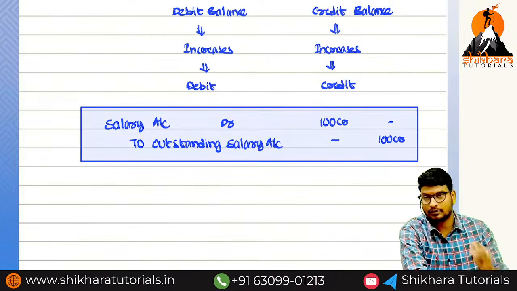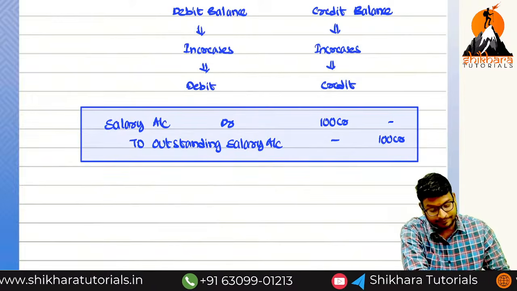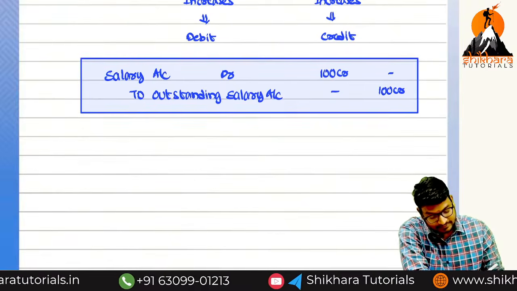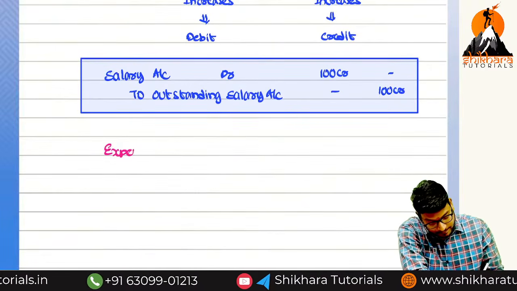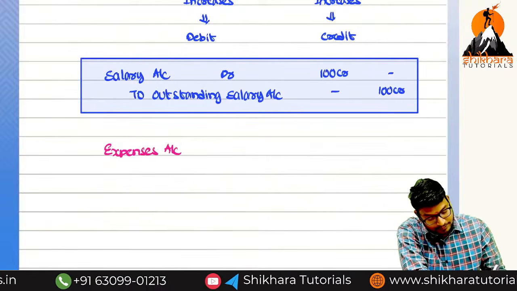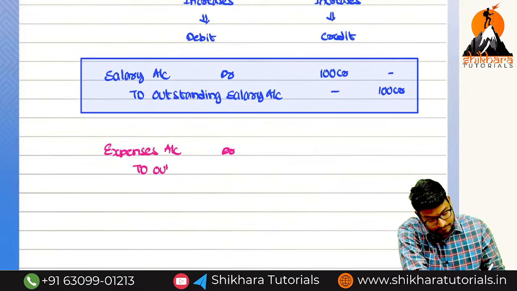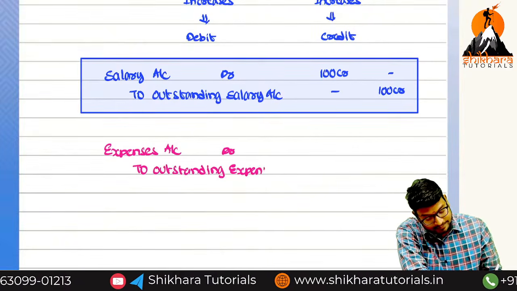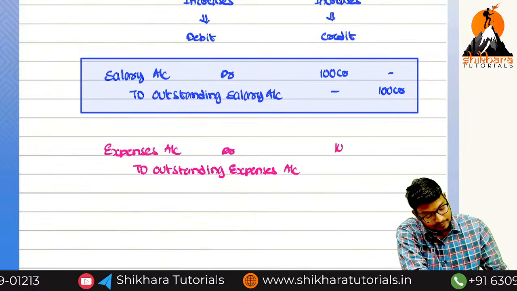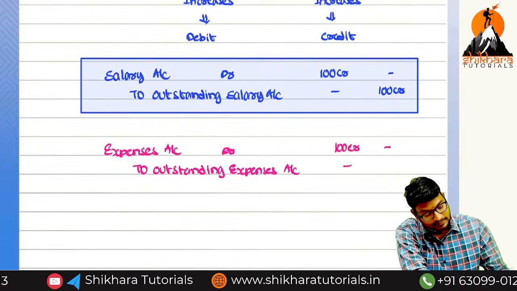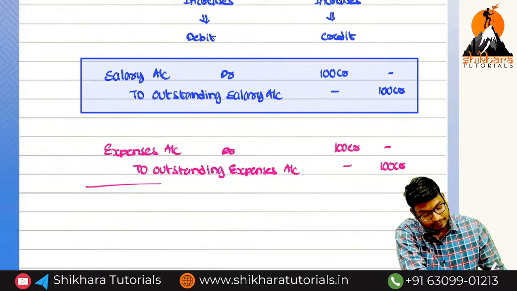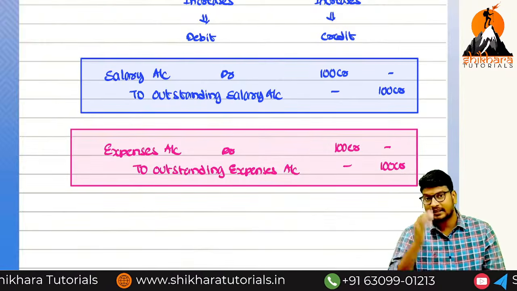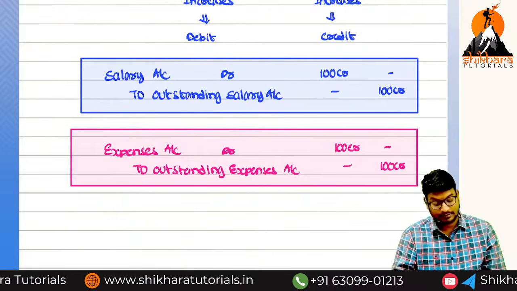What is the general outstanding expenses entry? In the place of salary we have to put the word expenses. So the entry will become in general: expenses account debited to outstanding expenses account. What is the amount? 100 CR and 100 CR. In general we have to use this word. In a particular case, we have to substitute the particular name of the expenditure. Okay guys? So let me take a note of it.